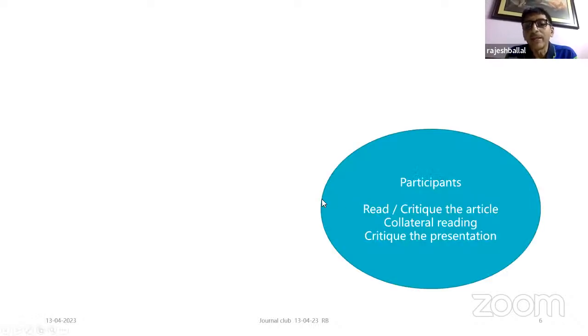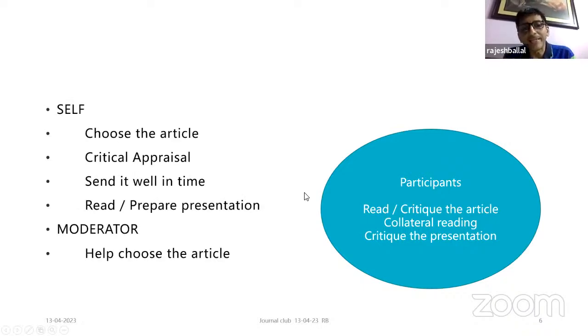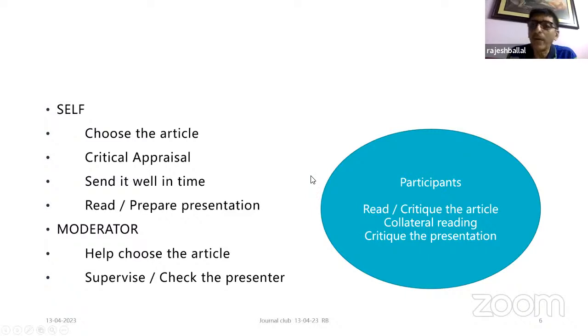We'll go on, sir. You put the entire slide, sir. There are basically three sets of people involved in a journal club. That's the presenter, who has to choose the article and do a critical appraisal of it. Once it's approved by the moderator, here the staff member, send it to the participants well in time, and most importantly, do what is nicely called collateral reading, if you look at that box, and prepare a fairly decent presentation. Also important is to look at the time given. There's no point in having a journal club for one hour and you having 90 slides. It's physically impossible to go through so many slides in the stipulated time.